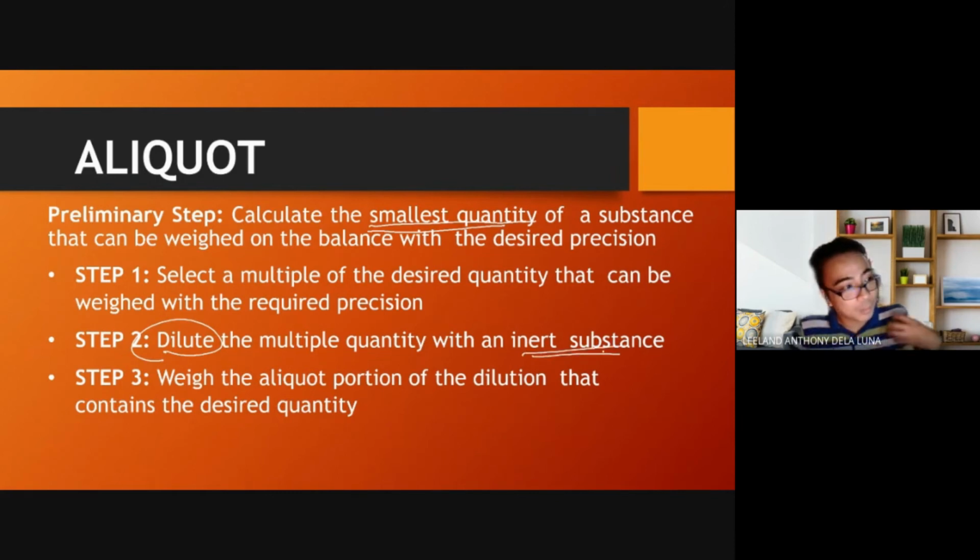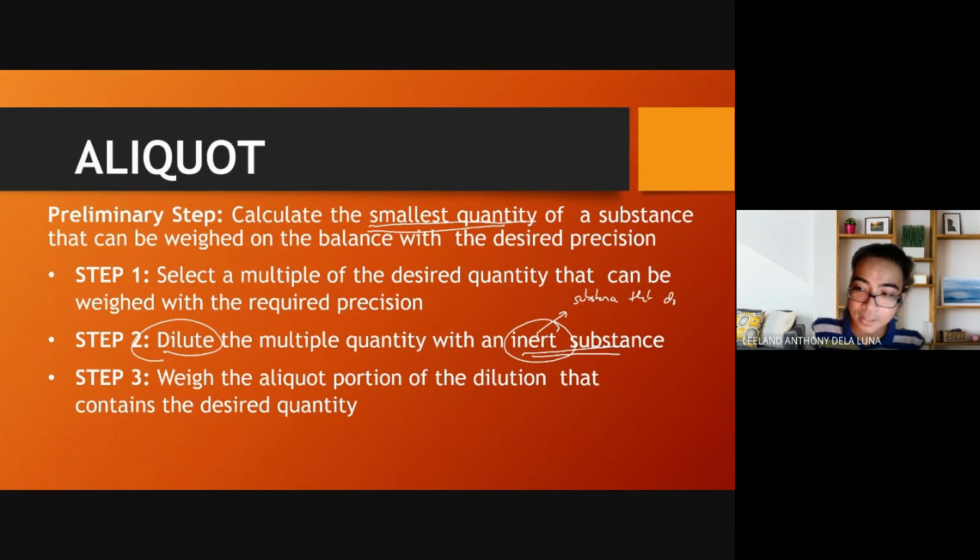What do you know, class, what it means when you say inert? Familiar ba kayo sa term na inert? Pag sinabi natin inert, class, this is a substance that does not react to your active ingredient. Okay, hindi siya nag-react sa active ingredient natin. Ibig sabihin, it does not alter our drug in any way or form. Okay, so normally, class, ang diluent na ginagamit natin for tablets would be a lactose.